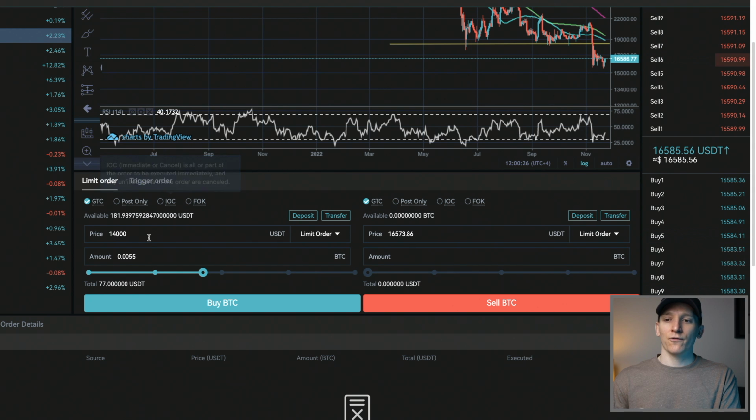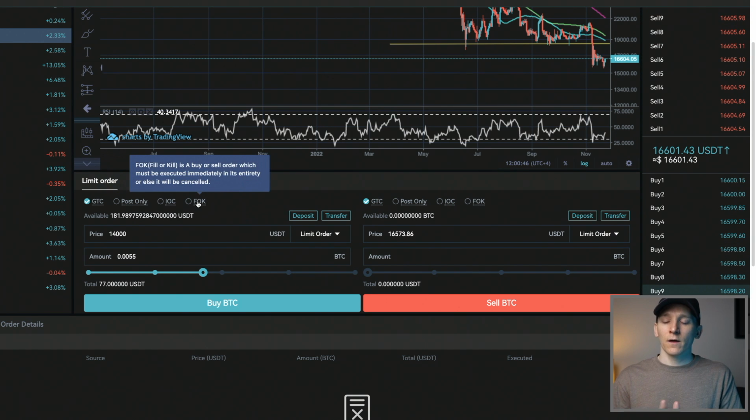Now, IOC is immediate or cancel. This means that if your trade and price cannot be filled and completed immediately, it will cancel the whole order. So for example, if we put in a price of $14,000 per BTC, we're not going to trade that right now because the price is 16,000. So our order will just be totally canceled and not go in.